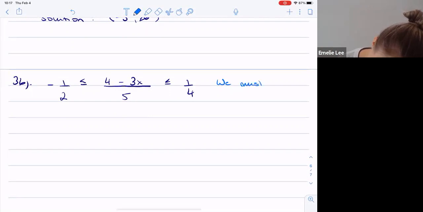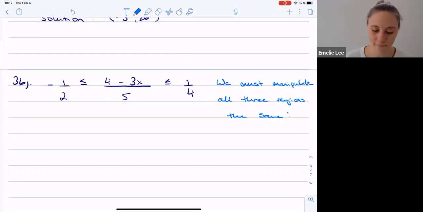We must manipulate all three regions the same. Okay. So trying to get x on its own, I'm going to use a different color for each step that I'm doing.